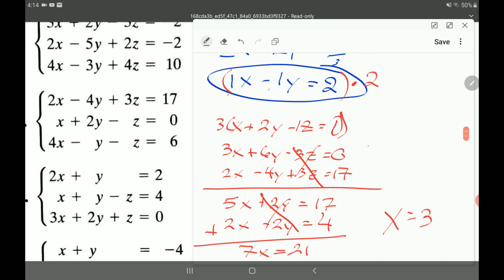So let's plug that into this equation because it's really easy to solve for that equation. So it gives you 1 times 3 minus 1y equals 2.